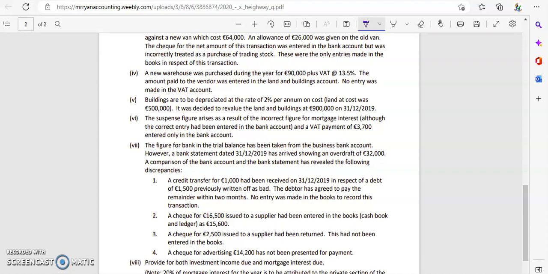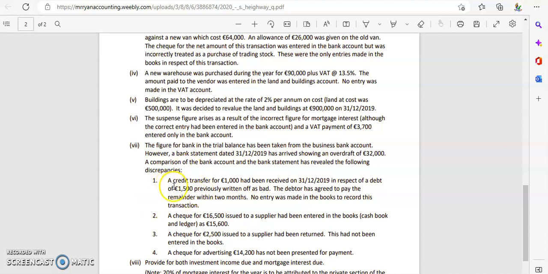Okay, so let's have a look at working 7 or adjustment 7 for the 2020 sole trader question S Heighway. So this is your bank statement. It's telling us that the bank statement is not balancing. So there's 4 errors or discrepancies that they found.